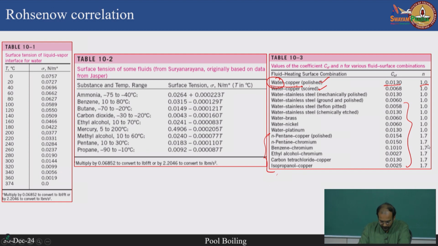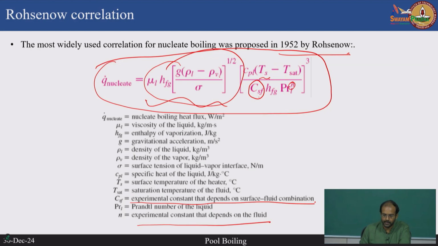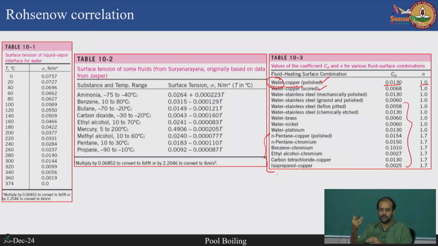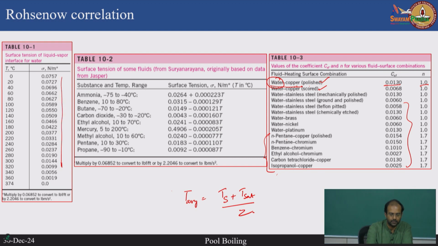And of course, if you look at the properties of water, they also change with temperature, right. So the question is, what is the temperature that you use? Generally we use some kind of an average temperature between the heater and the saturation temperature. So, we use all these properties at an average temperature, which is basically calculated as Ts plus Tsat divided by 2. Okay. So, for example, surface tension of water decreases dramatically as you go to higher and higher temperatures.